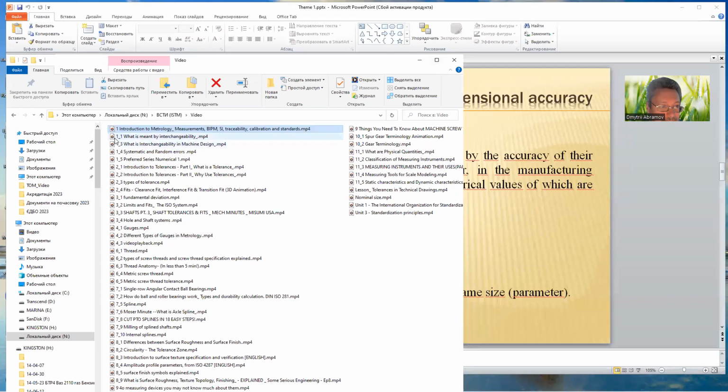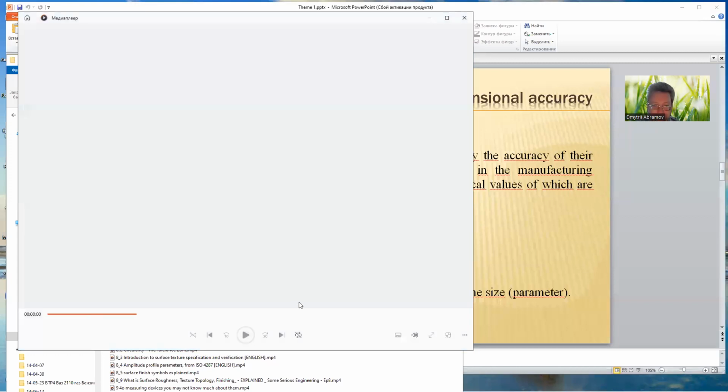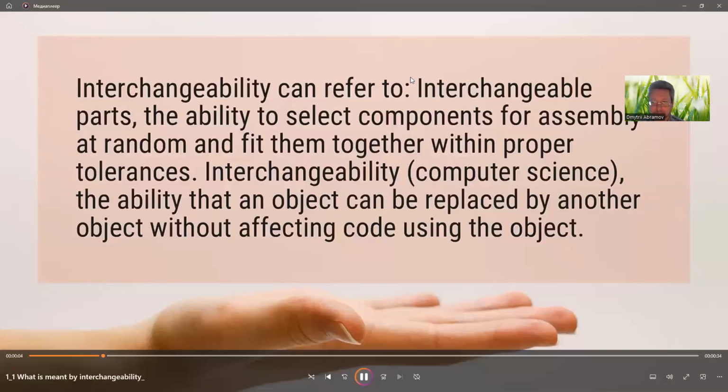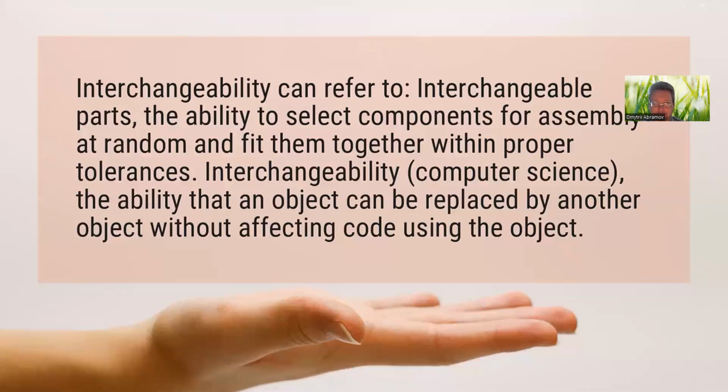What is meant by interchangeability? Interchangeability can refer to interchangeable parts, the ability to select components for assembly at random and fit them together within proper tolerances. In computer science, interchangeability is the ability that an object can be replaced by another object without affecting code using the object.